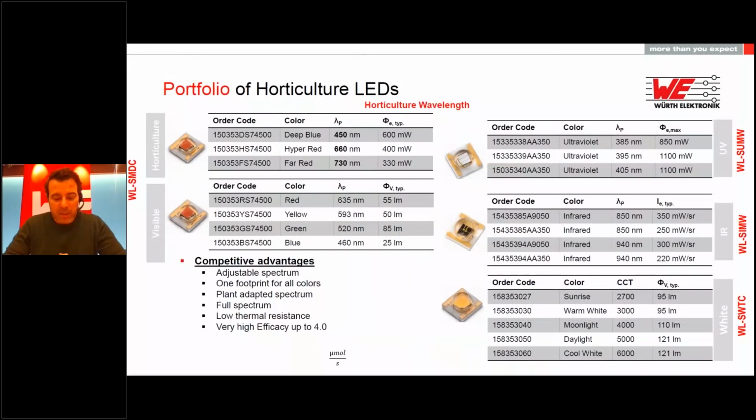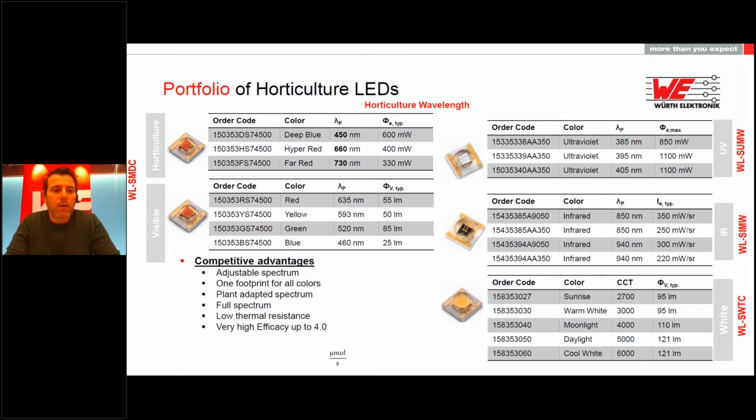Just to summarize everything, I want to present now the solution that we offer. Of course, the high power horticulture LED in the size of 3535 with ceramic substrate and power density of up to 600 milliwatt, or electrical power up to 2 watts.